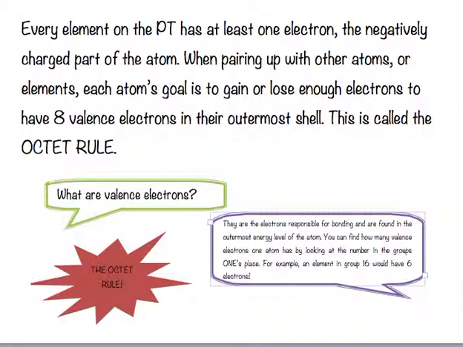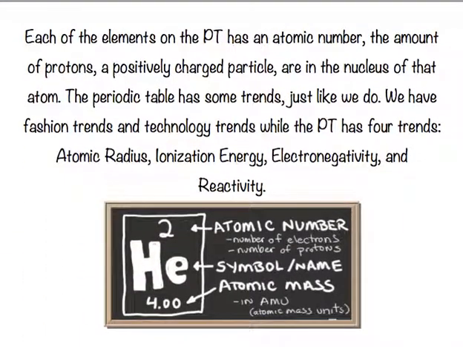What are valence electrons? They are the electrons responsible for bonding and are found in the outermost energy level of the atom. You can find how many valence electrons one atom has by looking at the number in the group's ones place. For example, an element in group 16 would have 6 electrons. Each of the elements on the PT has an atomic number, the amount of protons, a positively charged particle, in the nucleus of that atom.